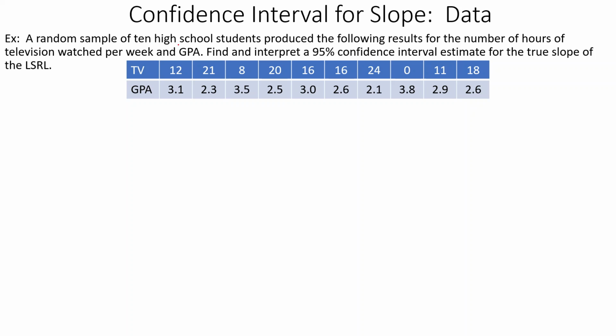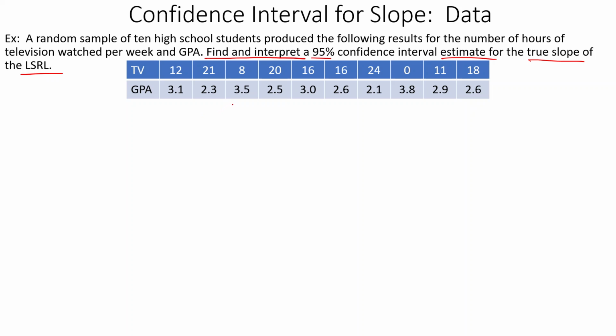So a random sample of 10 high school students produced the following results for the number of hours of television watched per week and GPA. Find and interpret a 90% confidence interval to estimate the true slope. So there it is. We want to estimate the true slope for the least squared regression line, and we want to find it and interpret it.